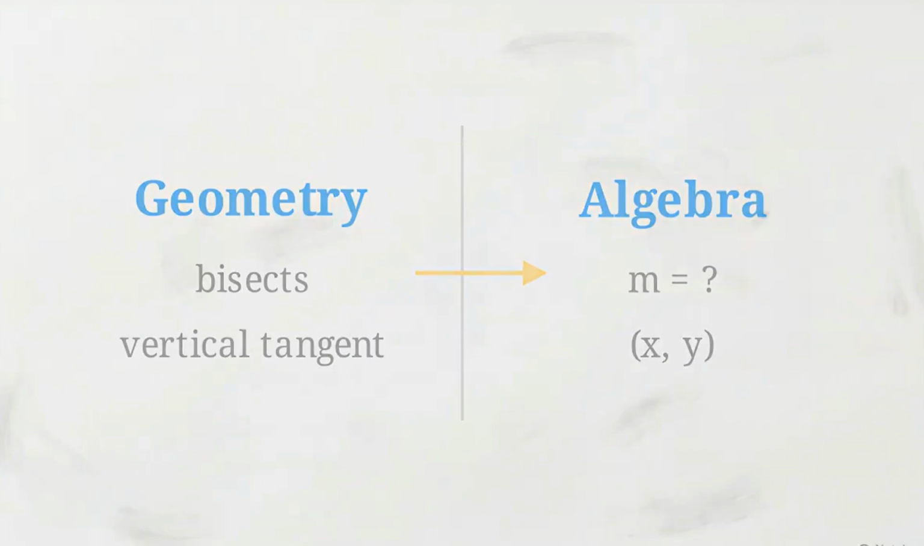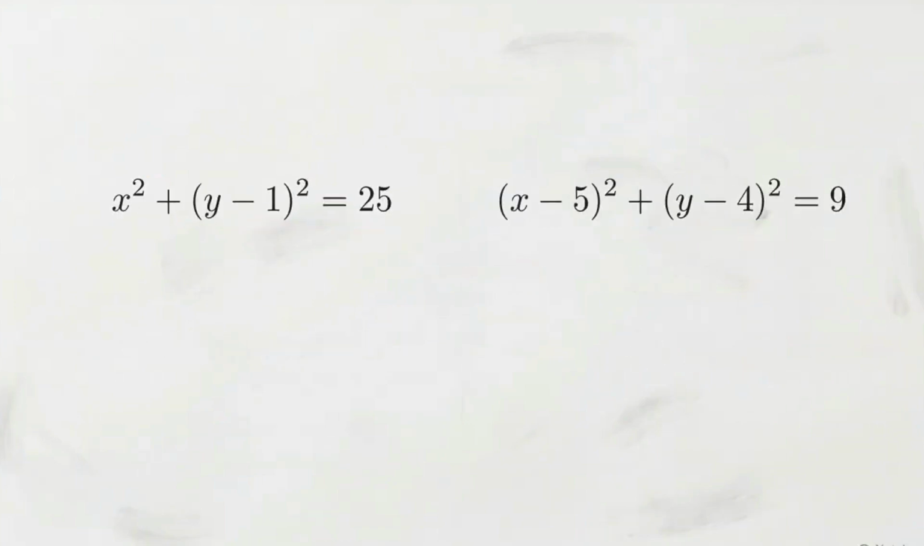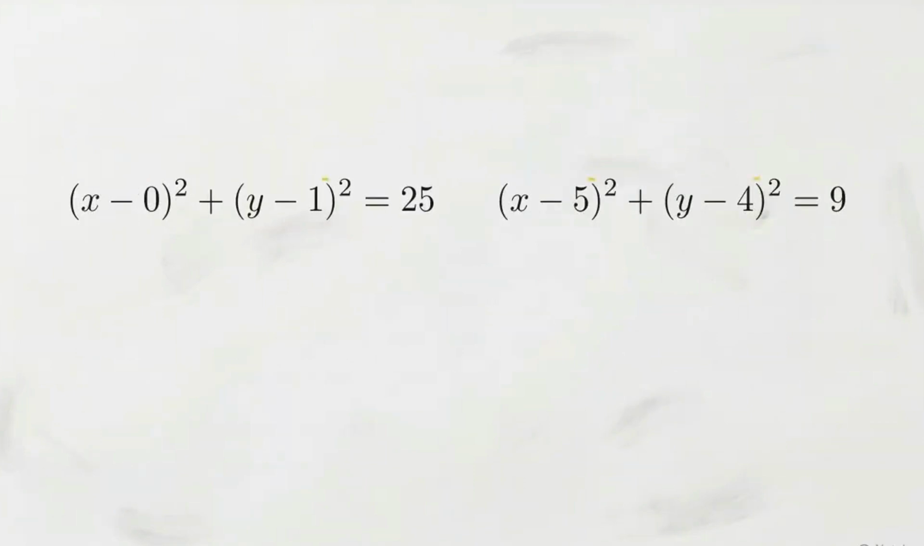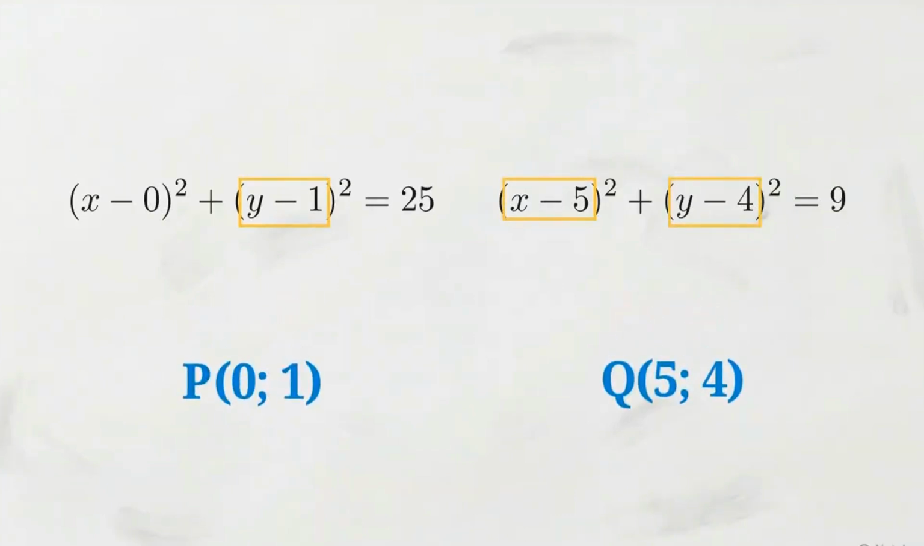We begin by looking at the standard algebraic equations provided for both circles. To find the coordinates of the centers, we isolate the values inside the brackets and reverse their signs. This gives us center P at 0, 1 and center Q at 5, 4.